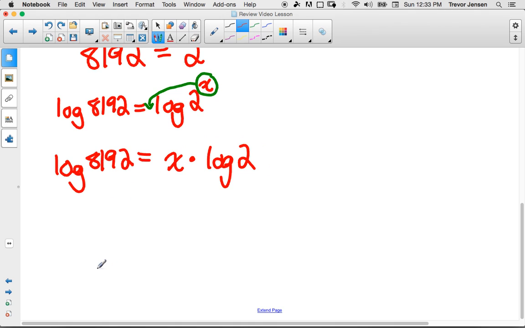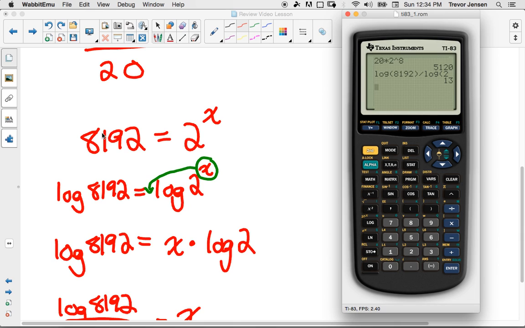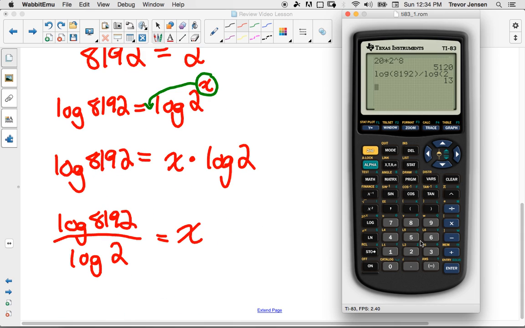Now I can isolate x by dividing the log to the other side. So I have log 8192 divided by log 2 equals x. And you can just type that on your calculator. On your calculator you should have a log button. In my case it's right here, so I do log 8192. Don't forget to close your bracket, divided by log 2, and we get x is equal to 13. So that tells us 2 to the 13 is equal to 8192. And we could just verify that quickly: 2 to the exponent of 13 is 8192.